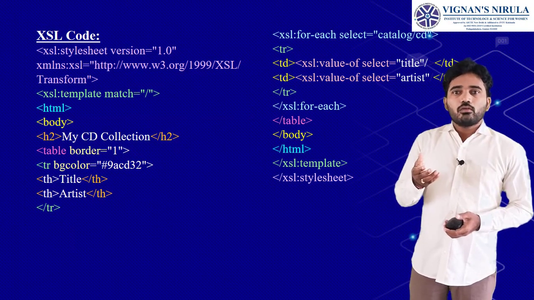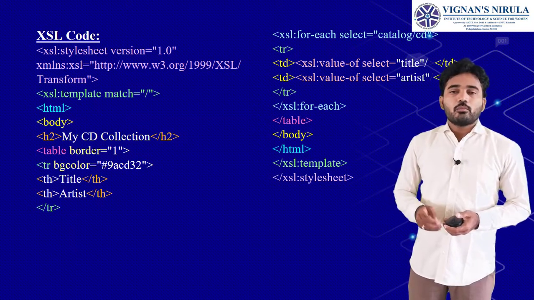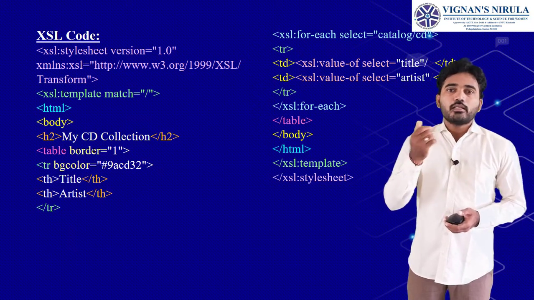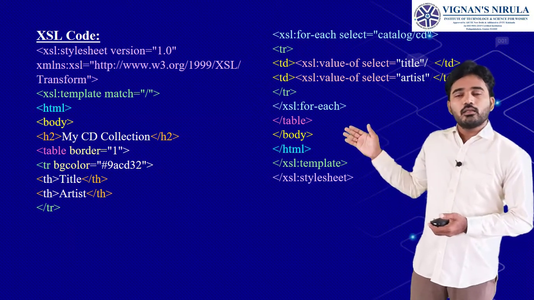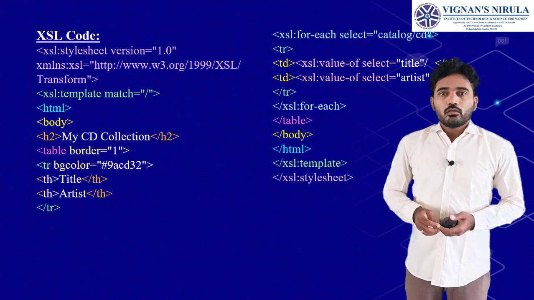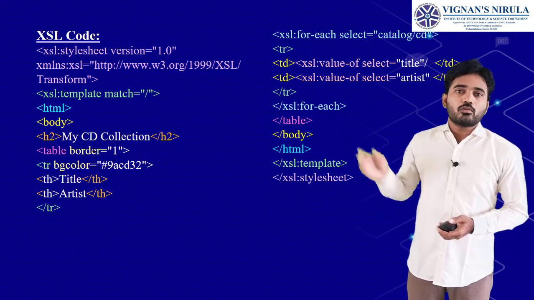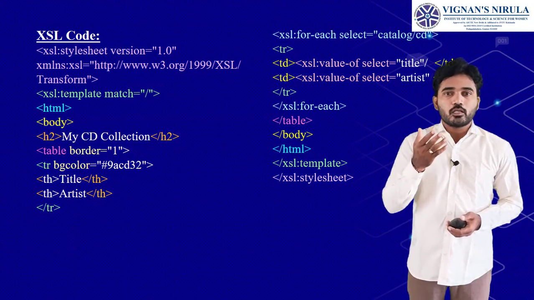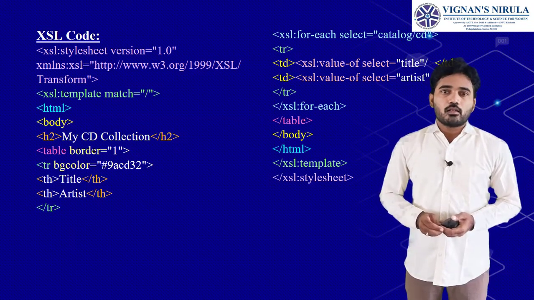In that row I have used the corresponding data by selecting xsl:value-of select equals whichever one you need to select. Here I have selected only the title and artist, so you can select based on your requirement. After that, close the row, then close the xsl:for-each, close the table, close the body, close the HTML, close the xsl:template, and finally close the xsl:stylesheet.